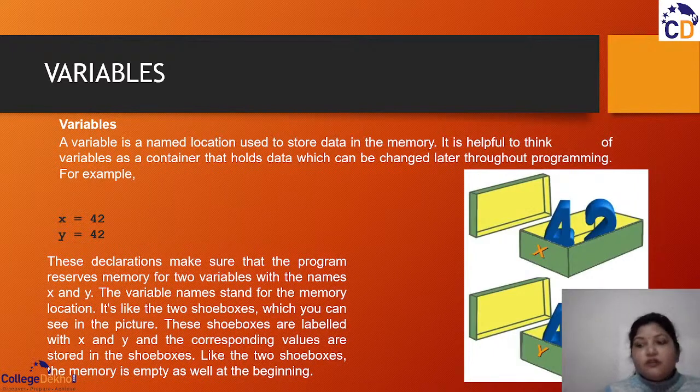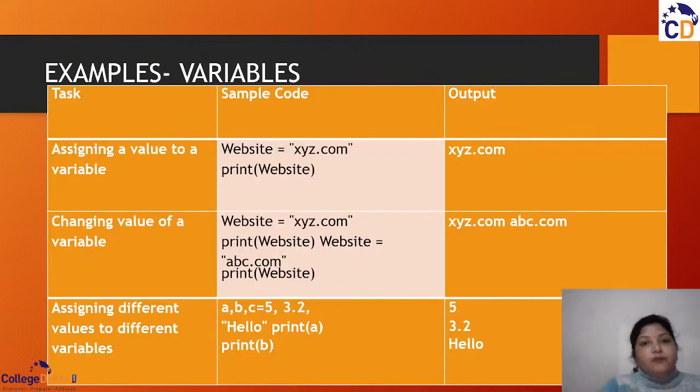Let us move to the next part. So I have taken some examples of how to write the variables. The first is assigning a value to a variable. That means you have defined one variable, that is website, and under website it holds the value as a string xyz.com.